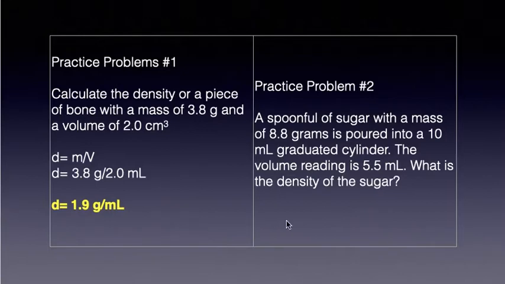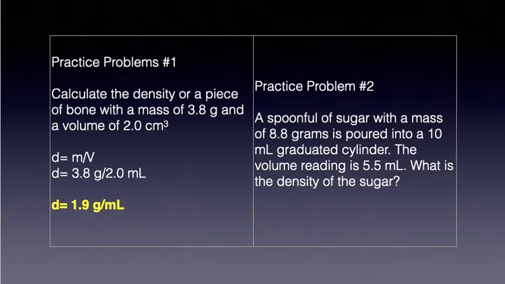Practice problem number 2. A spoonful of sugar with a mass of 8.8 grams is poured into a 10 milliliter graduated cylinder. The volume reading is 5.5 milliliters. What is the density of the sugar? Now in this one, we're using a 10 milliliter graduated cylinder. And from my previous videos, you learned that 10 milliliters is just the size of the graduated cylinder. So it is part of its name.